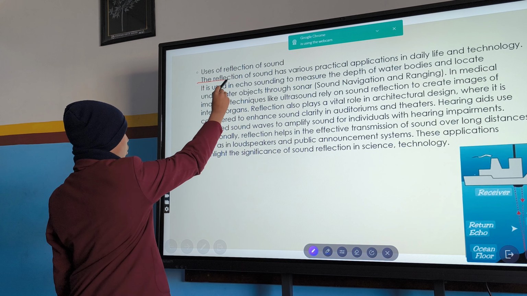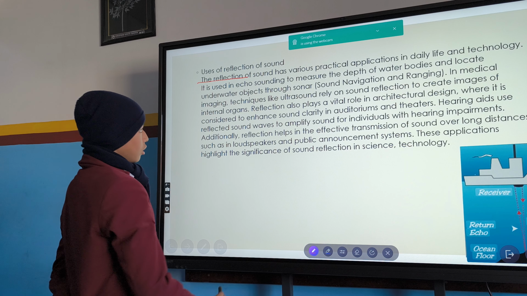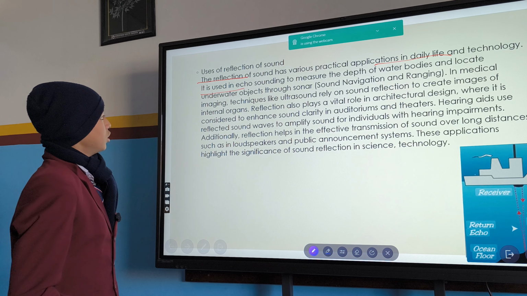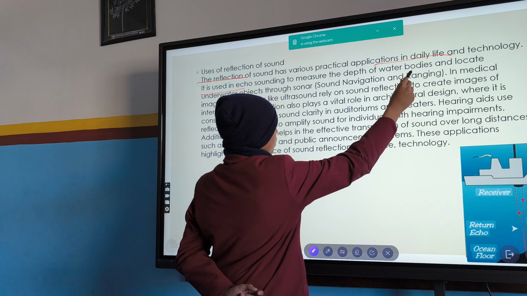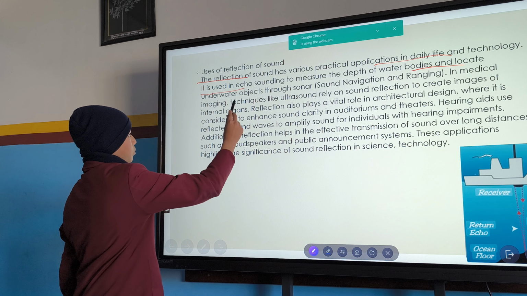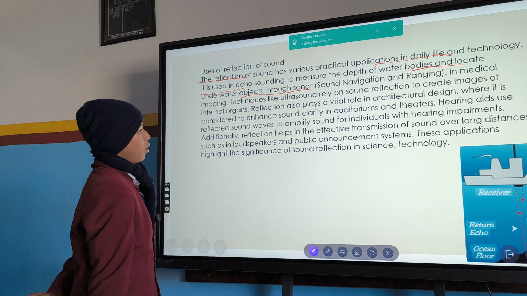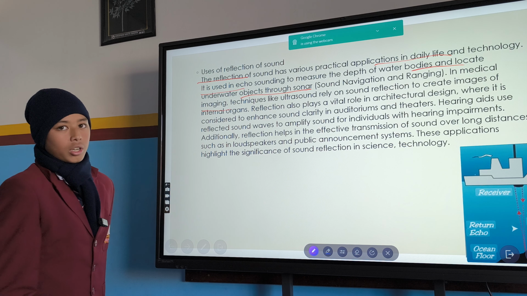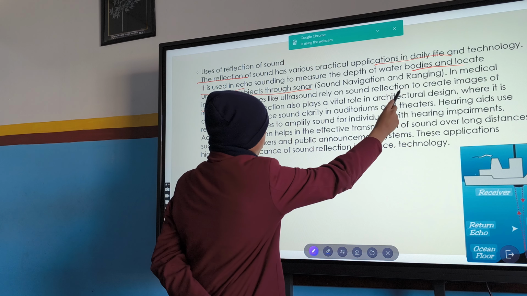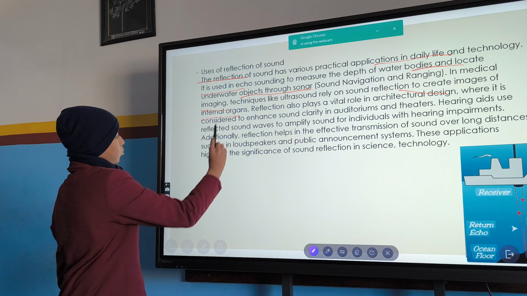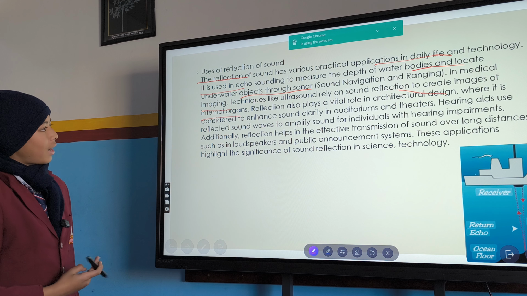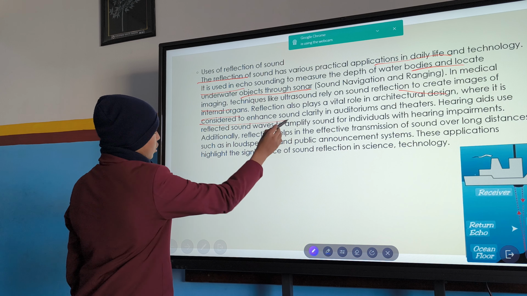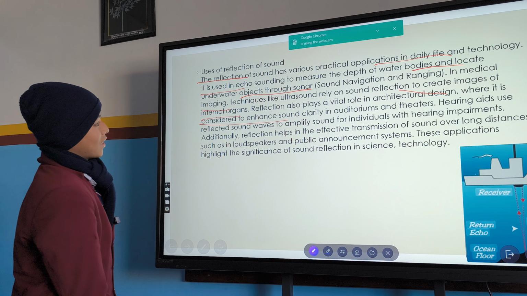The reflection of sound has various practical applications in daily life and technology. It is used in echo sounding to measure the depth of water bodies and locate underwater objects through sonar sound navigation. In medical imaging, techniques like ultrasound rely on sound reflection to create images of internal organs. Reflection also plays a vital role in architectural design, where it is considered to enhance sound clarity in auditoriums and theaters.